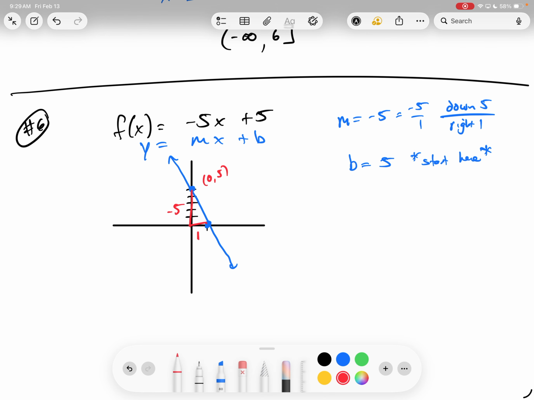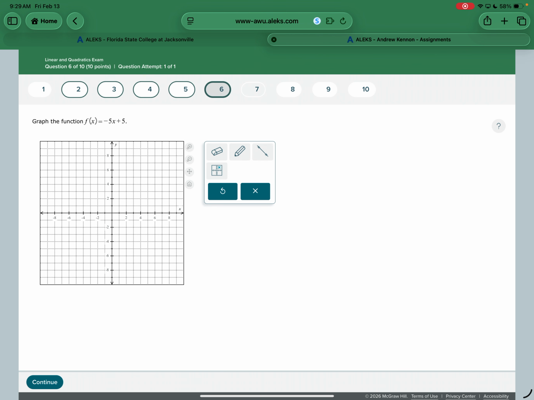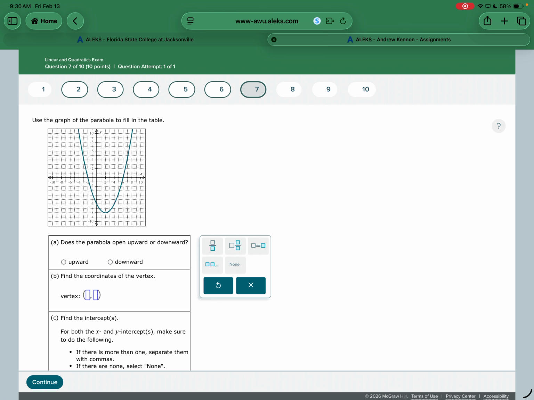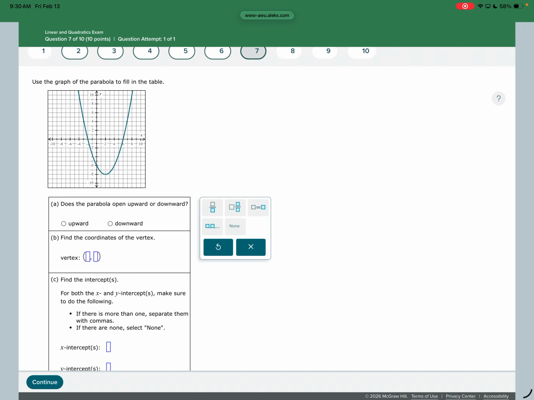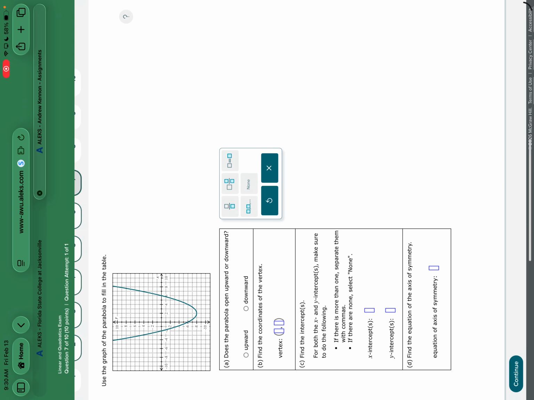Pausing for a second, make sure everybody. Let me try to do this without messing this up. Maybe we can just screenshot this.